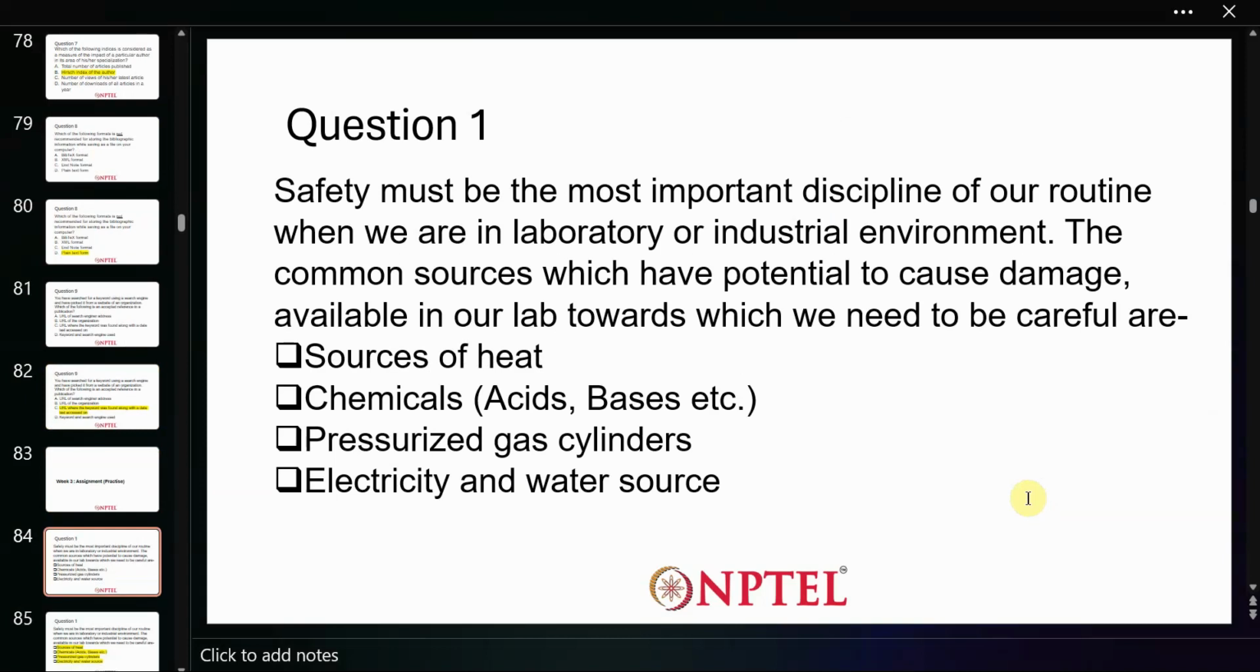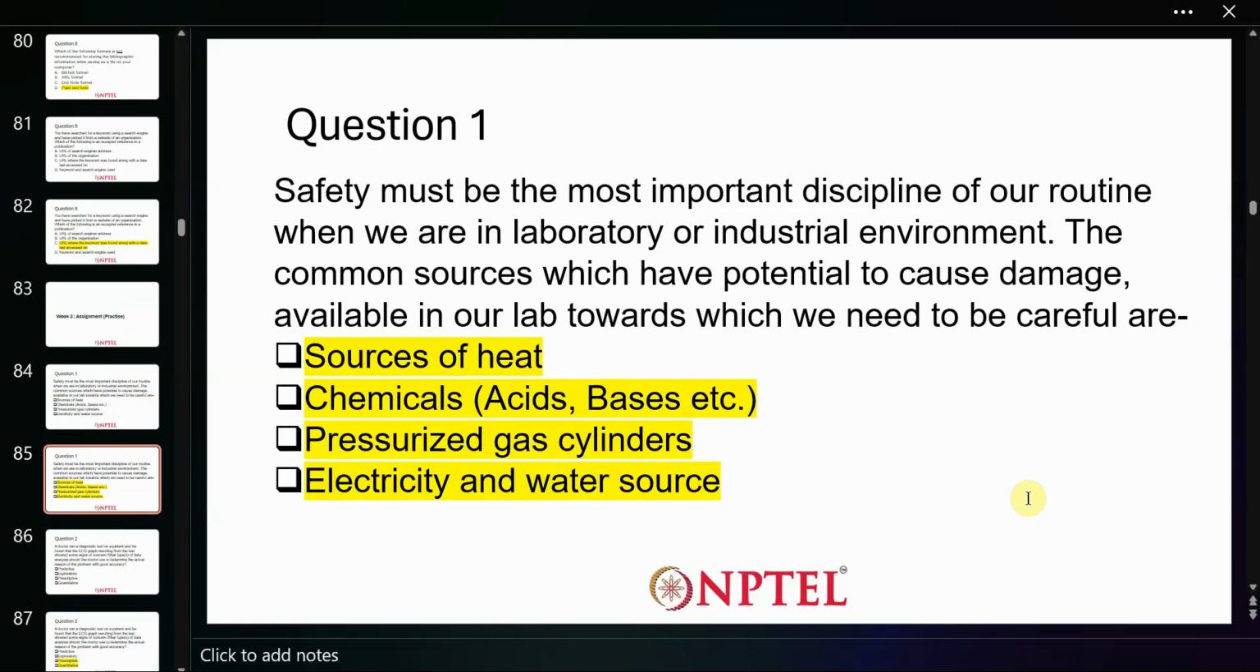So the question is, safety must be an important discipline of our culture, of our routine. When we are in a laboratory or industrial environment, the common sources which have a potential to cause damage in our lab, towards which we need to be careful, are sources of heat, chemicals, acid bases, etc., pressurized gas cylinders, electricity, and water sources. So the answer is obviously all of the above. So safety is paramount basically, and there can be risk from all the four things.